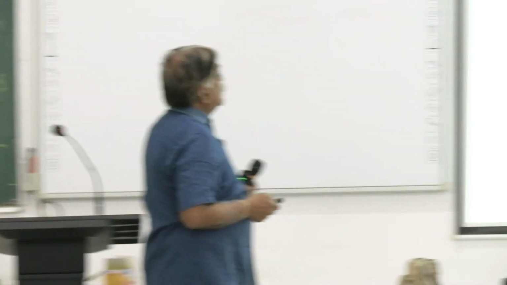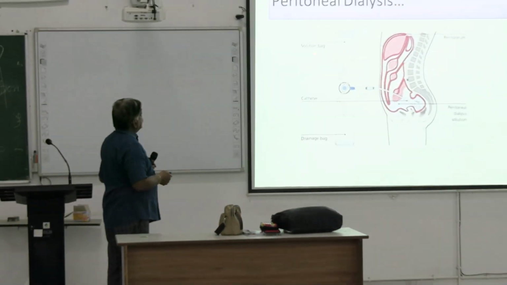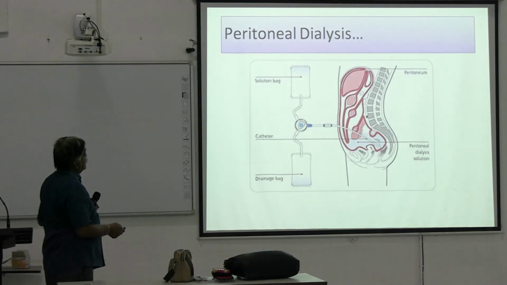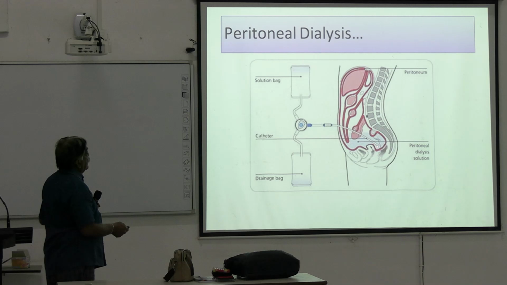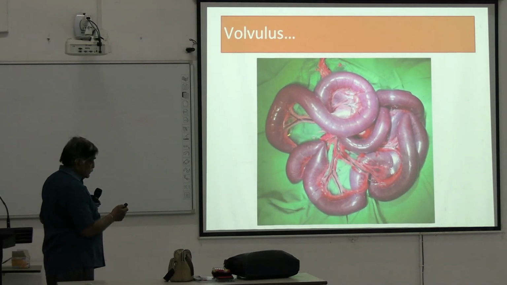Next. Now you see the peritoneal dialysis. This is the solution bag. This is the catheter. This is the catheter inserted and placed in the recto-uterine pouch, and drainage bag. This is the drainage bag, the peritoneal dialysis solution. Now volvulus, see the condition of the intestine. This is volvulus. Next.